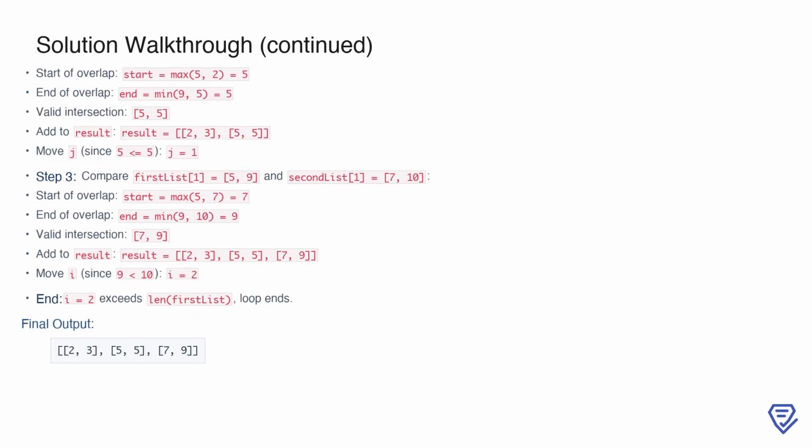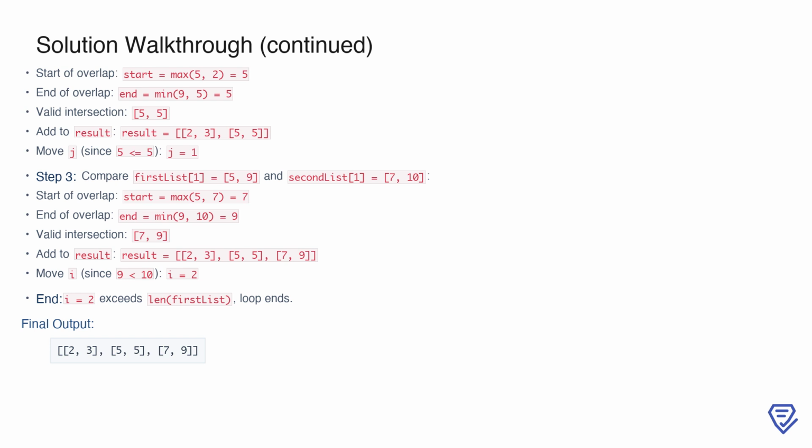In the next step, we compare the second interval from first list, [5, 9], with the first interval from second list, [2, 5]. The start of the overlap is the maximum of their start points, which is 5. The end of the overlap is the minimum of their end points, which is also 5. Since the start is equal to the end, we have a valid intersection, [5, 5]. This is added to our result list.